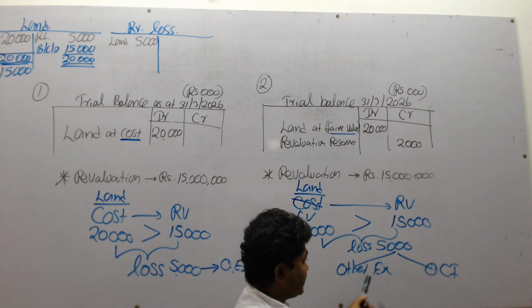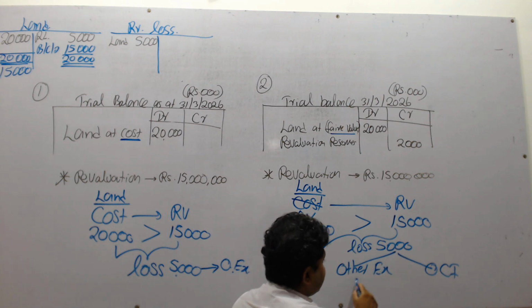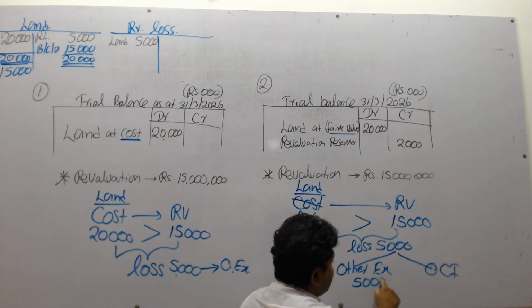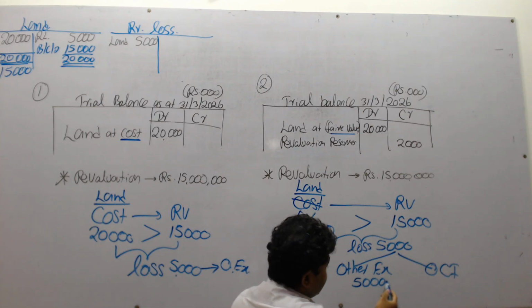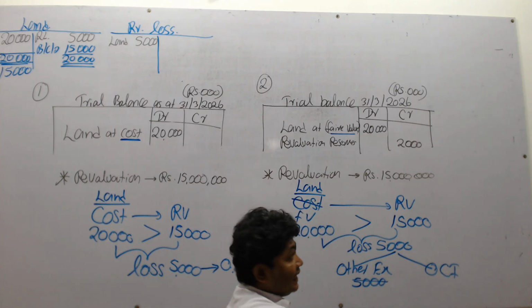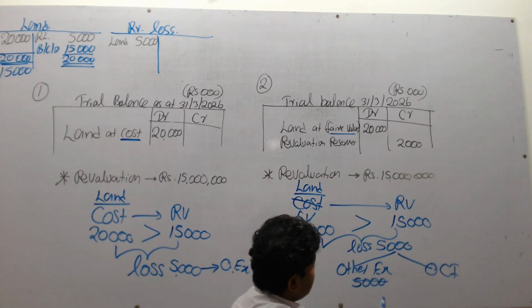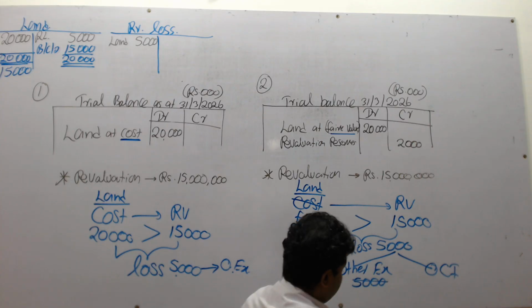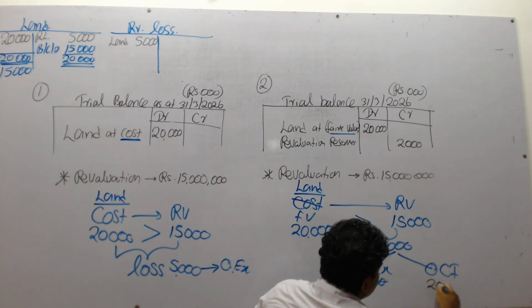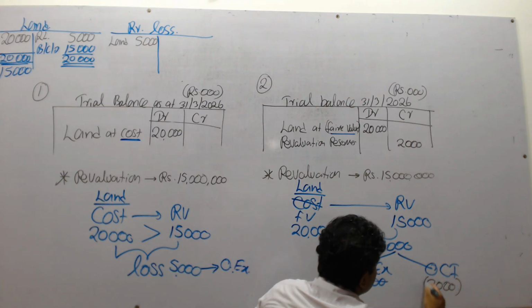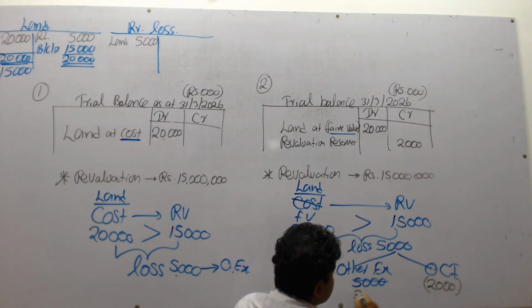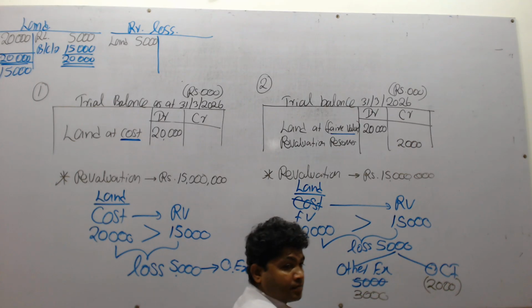This year's loss equals 5,000. Normally it would be recorded as other expense, 5,000. But now 5,000 cannot be recorded here. The reason is there was a previous profit available. The amount equal to the previous profit, very important, should be recorded in other comprehensive income within brackets. Only the balance, 3,000, should be recorded under other expense.